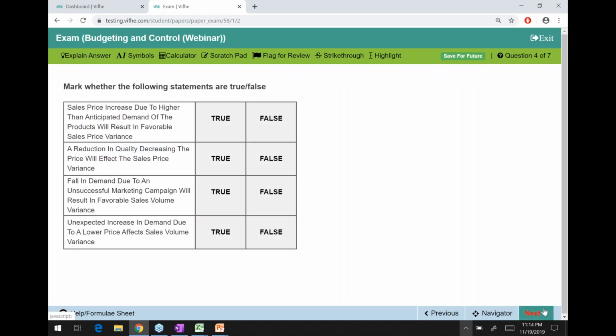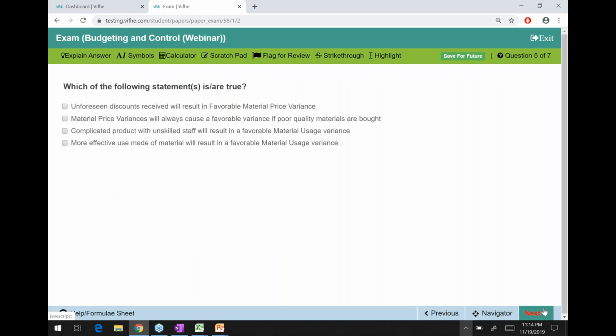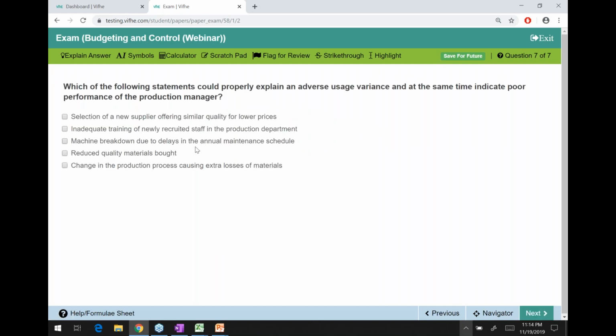Now, I need to move towards this question. This is a very good question. Which of the following statements could properly explain an adverse material usage variance and at the same time indicate poor performance of the production manager? Be fast and tell me the answer. First, this question is known as multiple response. This is not an MCQ. There could be more than one right answer.